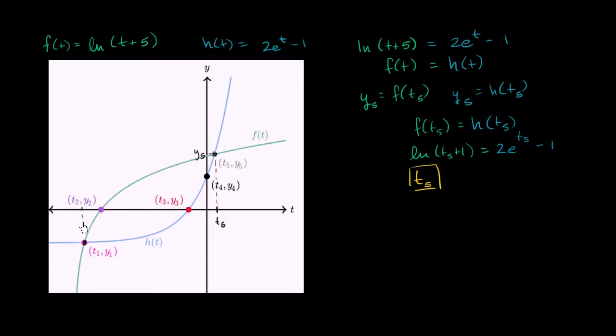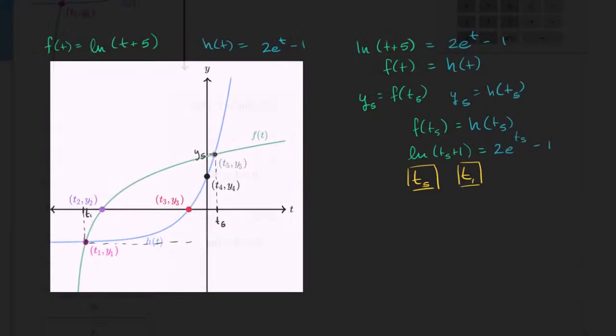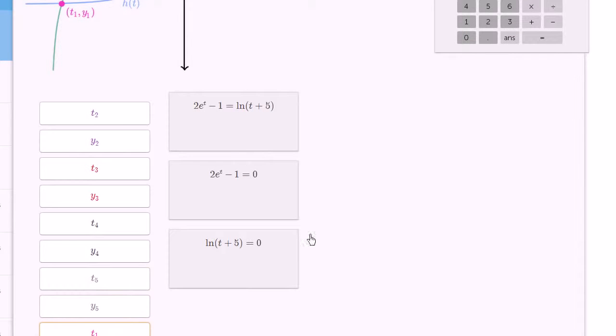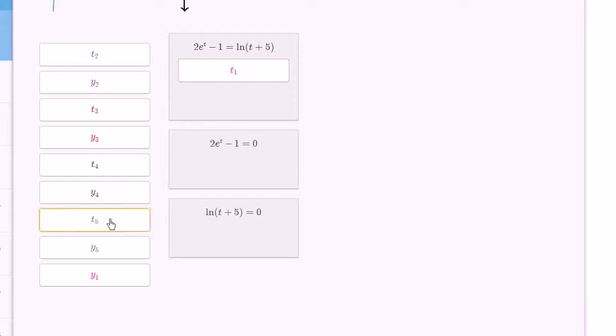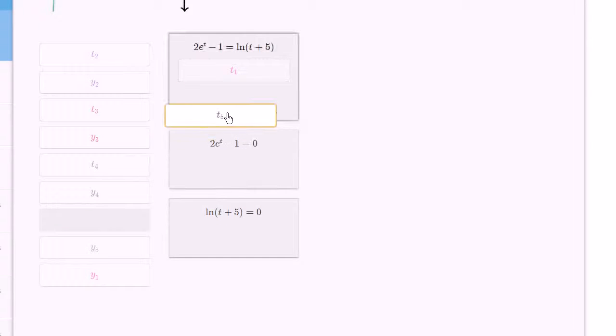If you input t sub 1 into either function, you get y sub 1. So once again, same exact logic, this is also going to be true if t is equal to t sub 1. So that first category, we can put t sub 5 and t sub 1. So let me make sure you can see what I'm doing. So that first category, I could put t sub 1, and I could put t sub 5.